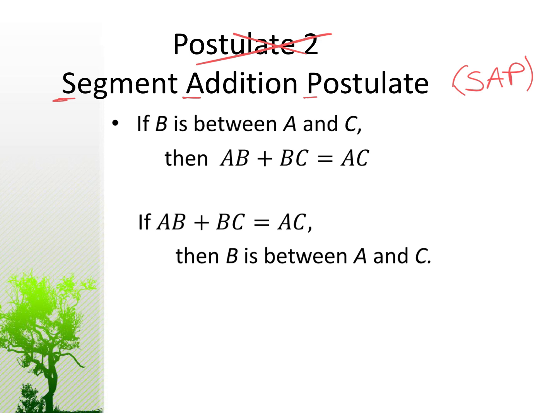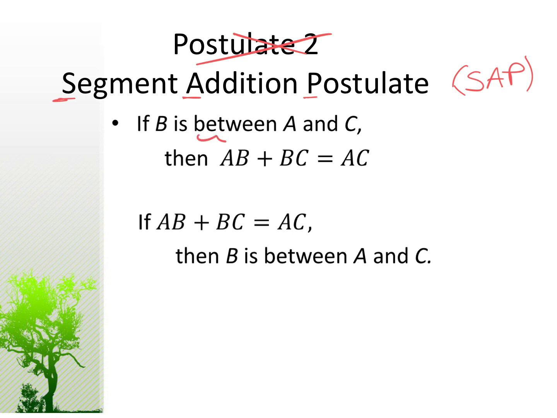And what this postulate states is that if B is between A and C, then segment AB plus segment BC is equal to segment AC. The converse of that is if they told you that AB plus BC equals AC, then you can conclude that B is between A and C. So let me give you a visual of what this all means.